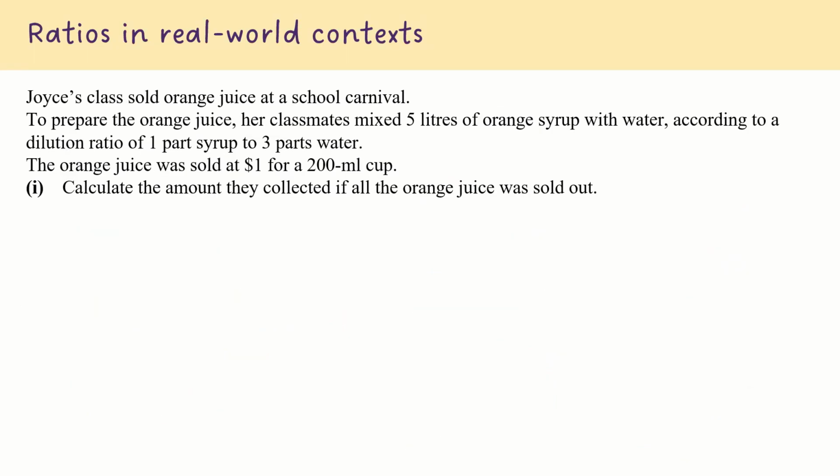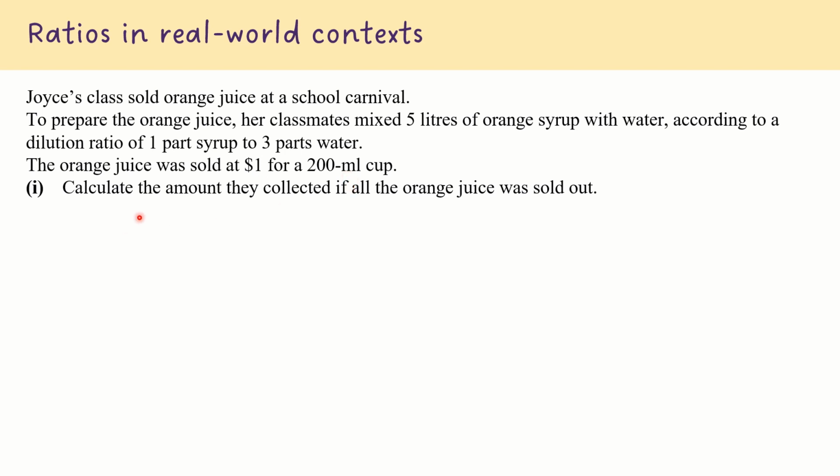Let's take a look at how ratios can be applied in real-world context. So Joyce's class sold orange juice at the school carnival. To prepare the orange juice, her classmates mixed 5 liters of orange syrup with water. So that is according to a dilution ratio of 1 part syrup to 3 parts water. The orange juice was sold at $1 for a 200 milliliters cup.